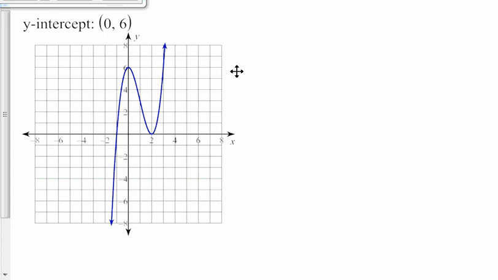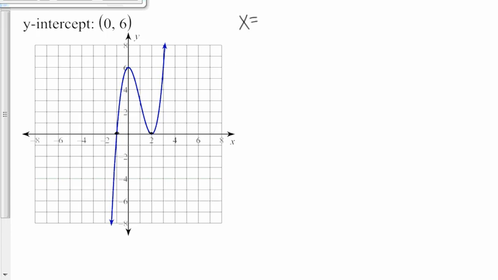So here we're going to write the equation of this polynomial in factored form and standard form. The things that we know about the equation come from the graph. The key things are the intercepts, because we know those intercepts are directly related to the factored form.